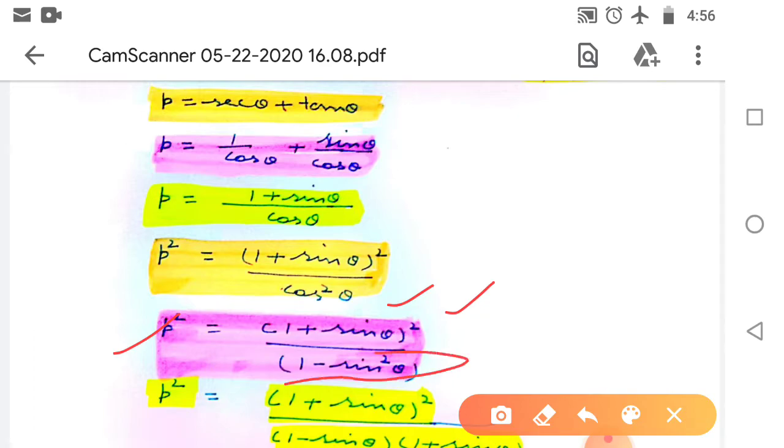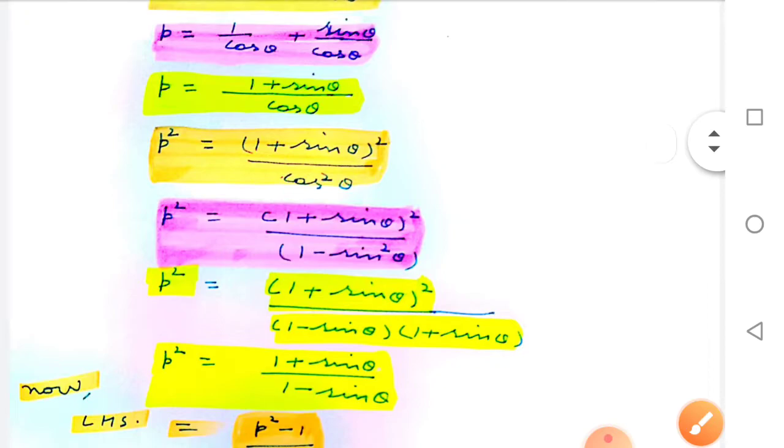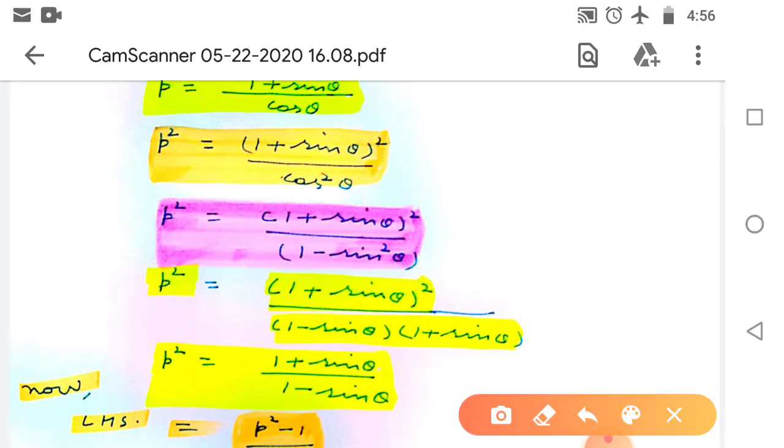Now we change this cos square theta into 1 minus sin square theta. As we know, sin square theta plus cos square theta is equal to 1. So, cos square theta is equal to 1 minus sin square theta, and again by using a square minus b square here, this is a square minus b square form. So, this is a plus b and a minus b.